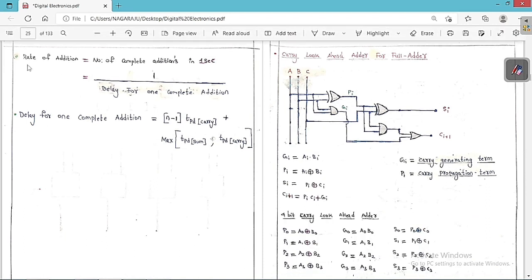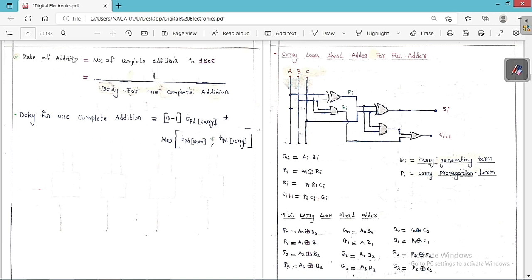Now we discuss some important points regarding this parallel adder, the ripple carry adder. The rate of addition means the number of complete additions in 1 second. It is 1 by the delay for one complete addition. So the delay for one complete addition is equal to (N-1) TPD carry plus the maximum of TPD sum and TPD carry. A very important formula that you always have to keep in mind.